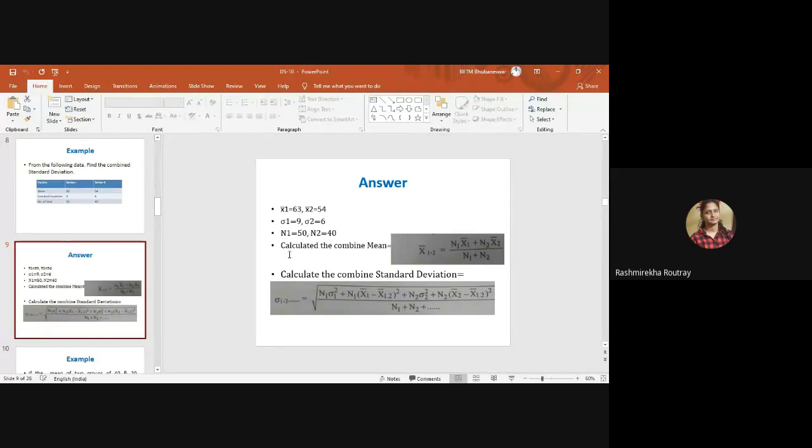The first step in calculating the standard deviation is the calculation of the combined mean. The formula is already given: x bar of the first and second series equals n1 into x1 bar plus n2 into x2 bar, whole divided by n1 plus n2. Just calculate this one.